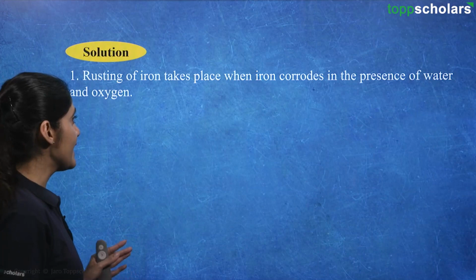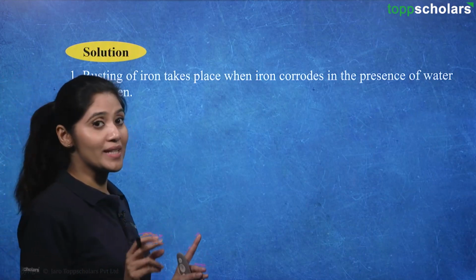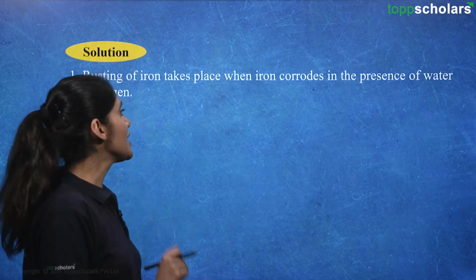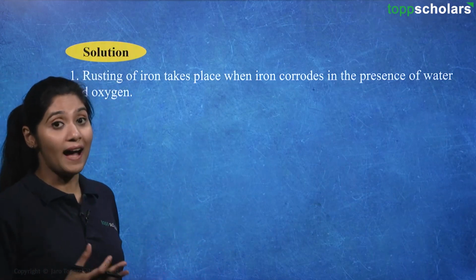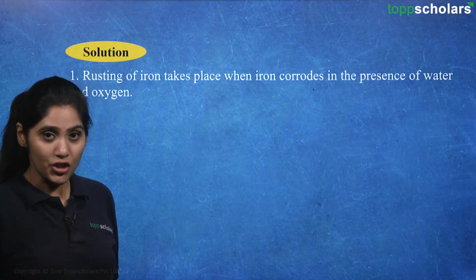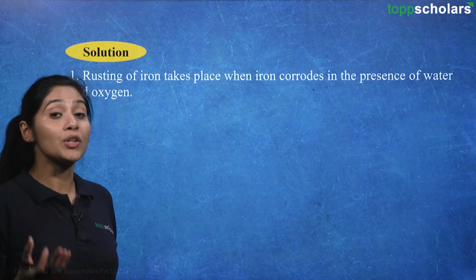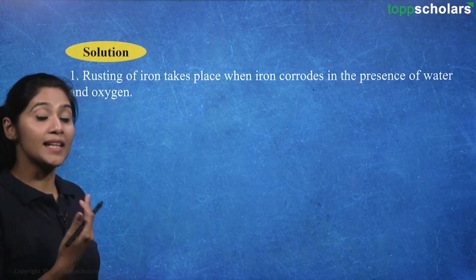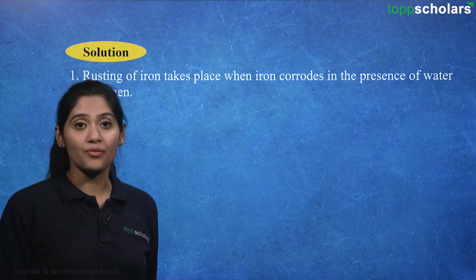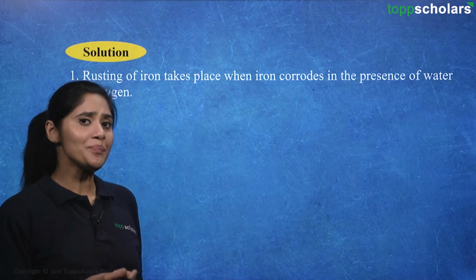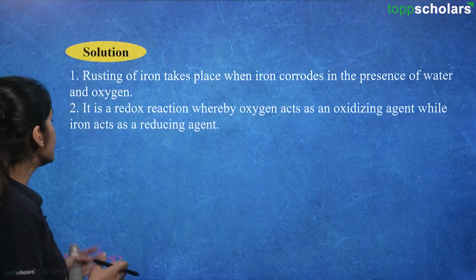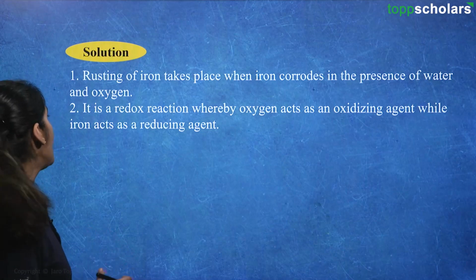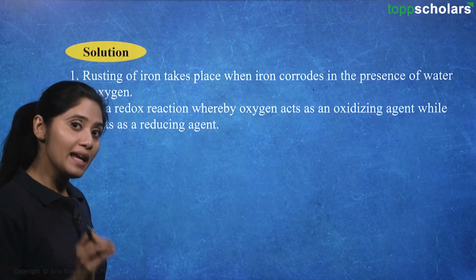Rusting of iron takes place when iron corrodes in the presence of water and oxygen. That we know from a very young age, right? When rusting of iron takes place, the properties of iron change and the mass of the iron also reduces because of the reaction of rusting. Now, we are going to give the reason why this is a redox reaction. It is a redox reaction whereby oxygen acts as an oxidizing agent and iron acts as a reducing agent, right?